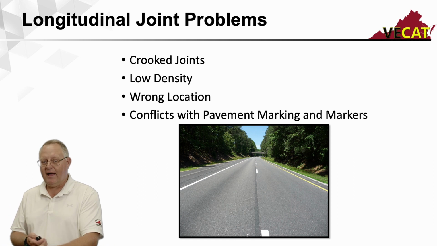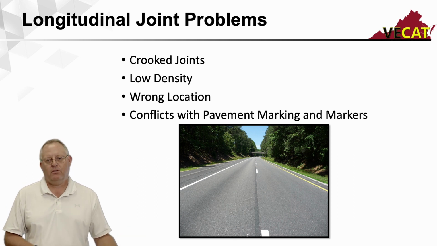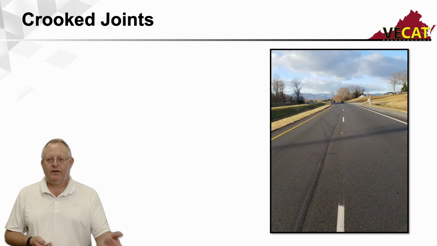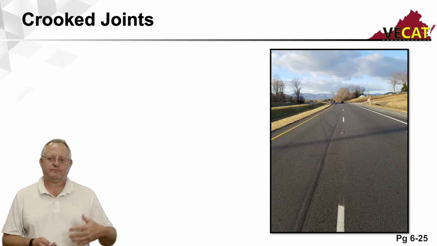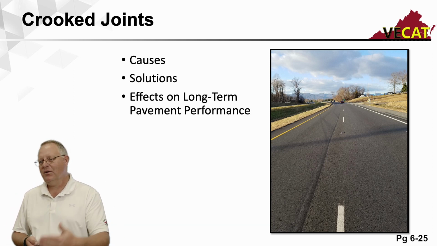Maybe it's in the wheel path and it's not supposed to be there by spec. And we got to make sure that we're not conflicting with pavement markings. So crooked joints. What's the cause of them? What are the solutions? What's the impact?